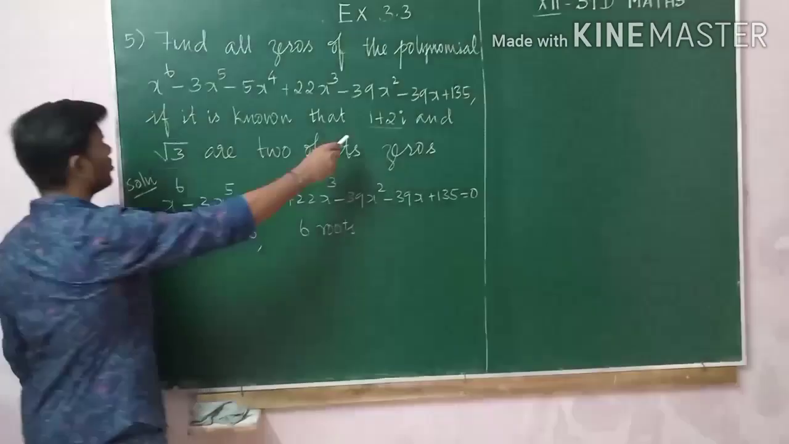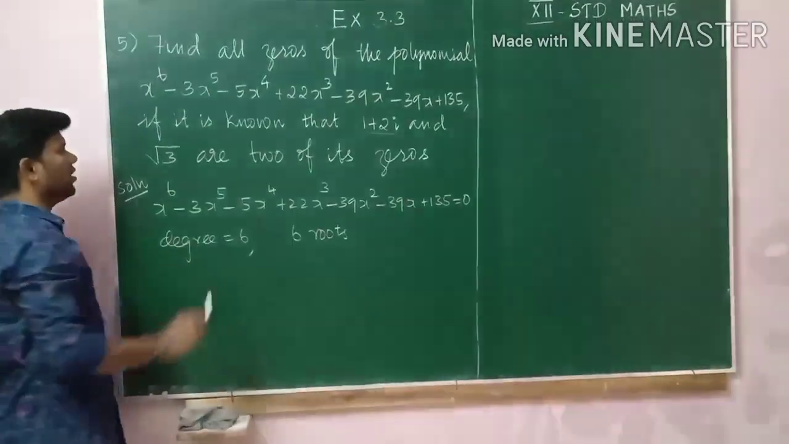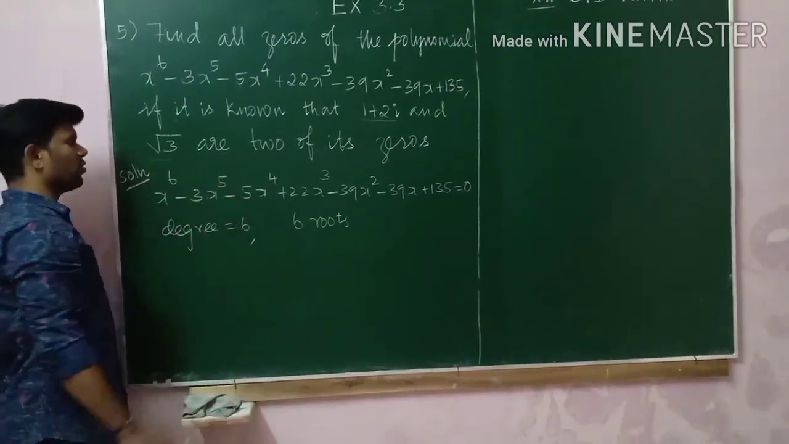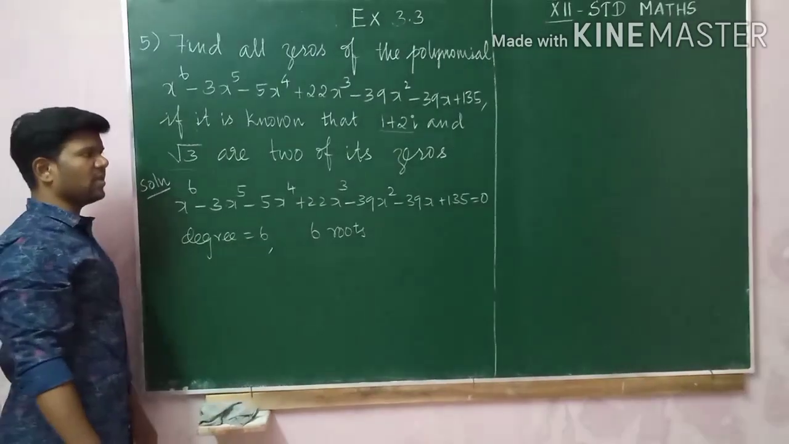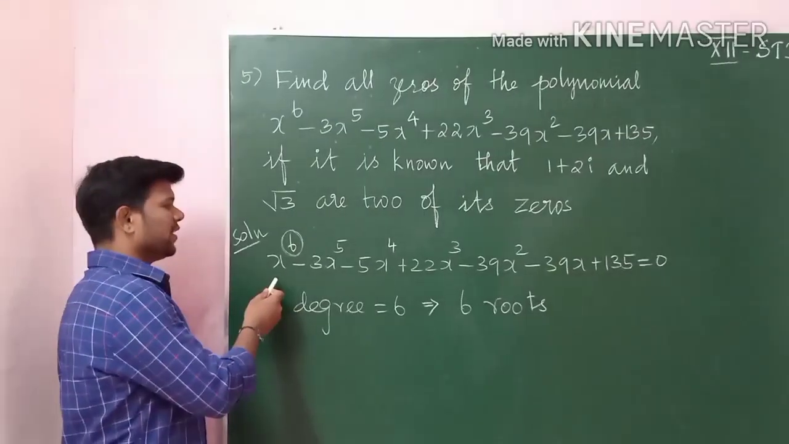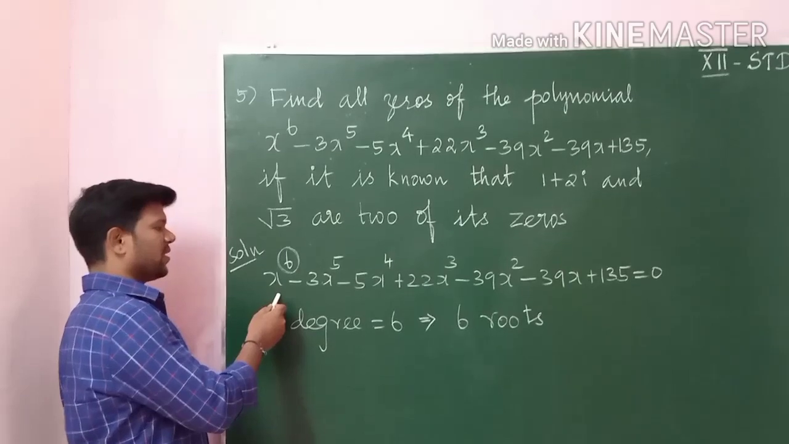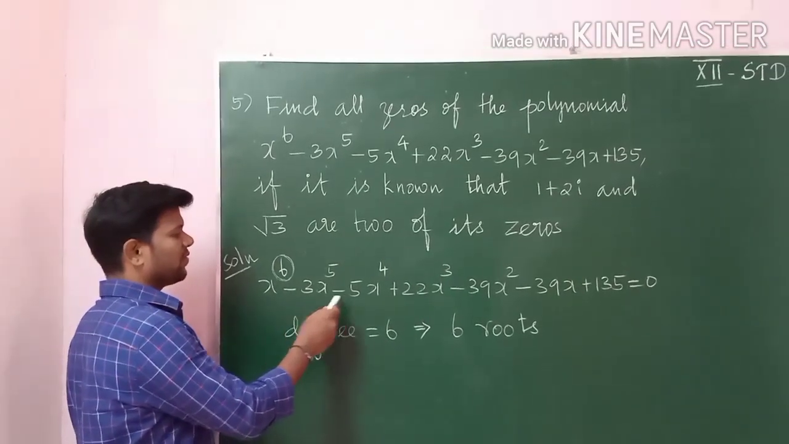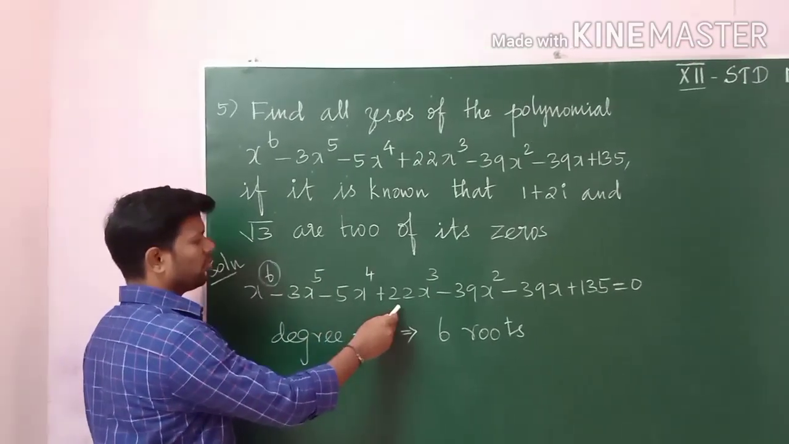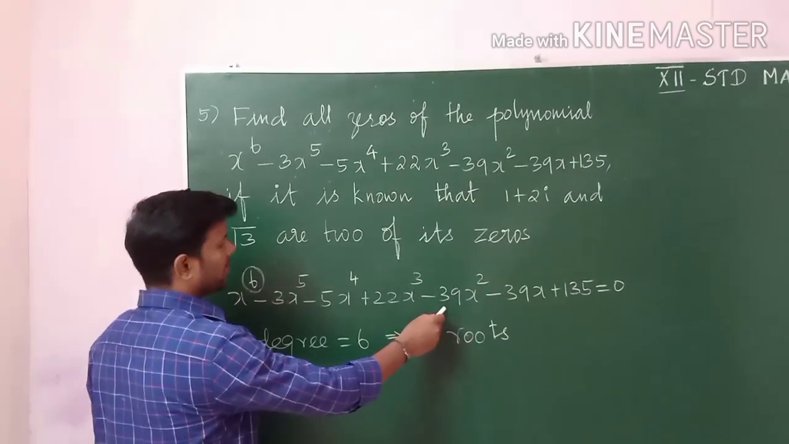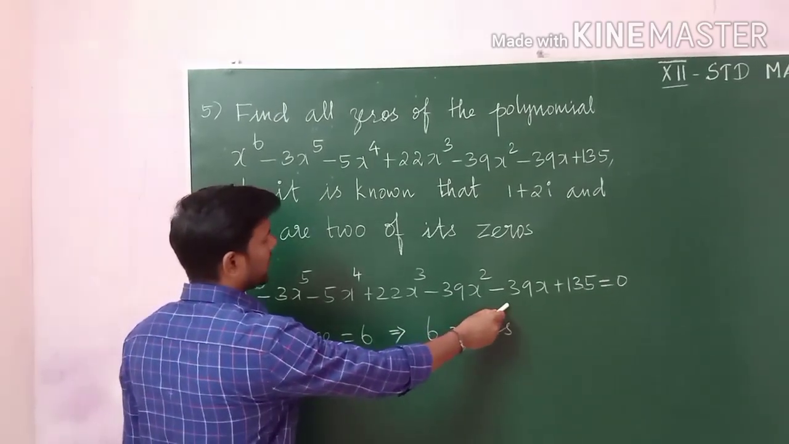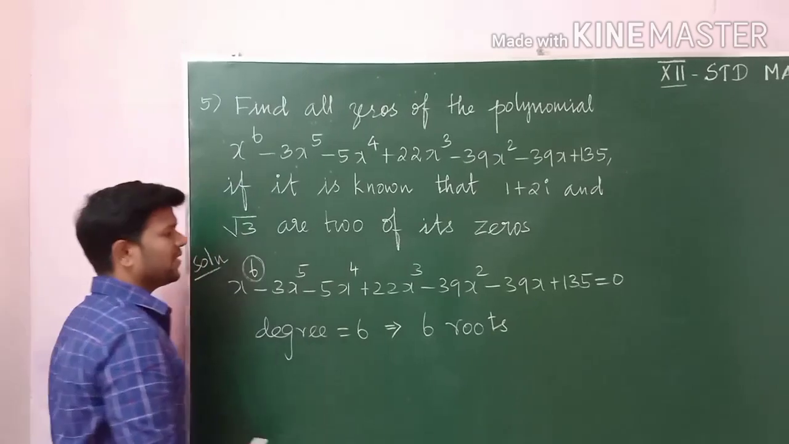But what is given is 2 roots. They are given 1 plus 2i and square root of 3 as 2 of its roots. Roots or zeros, it is the same. The given polynomial equation is x power 6 minus 3x power 5 minus 5x power 4 plus 22x cube minus 39x square minus 39x plus 135 equal to 0.